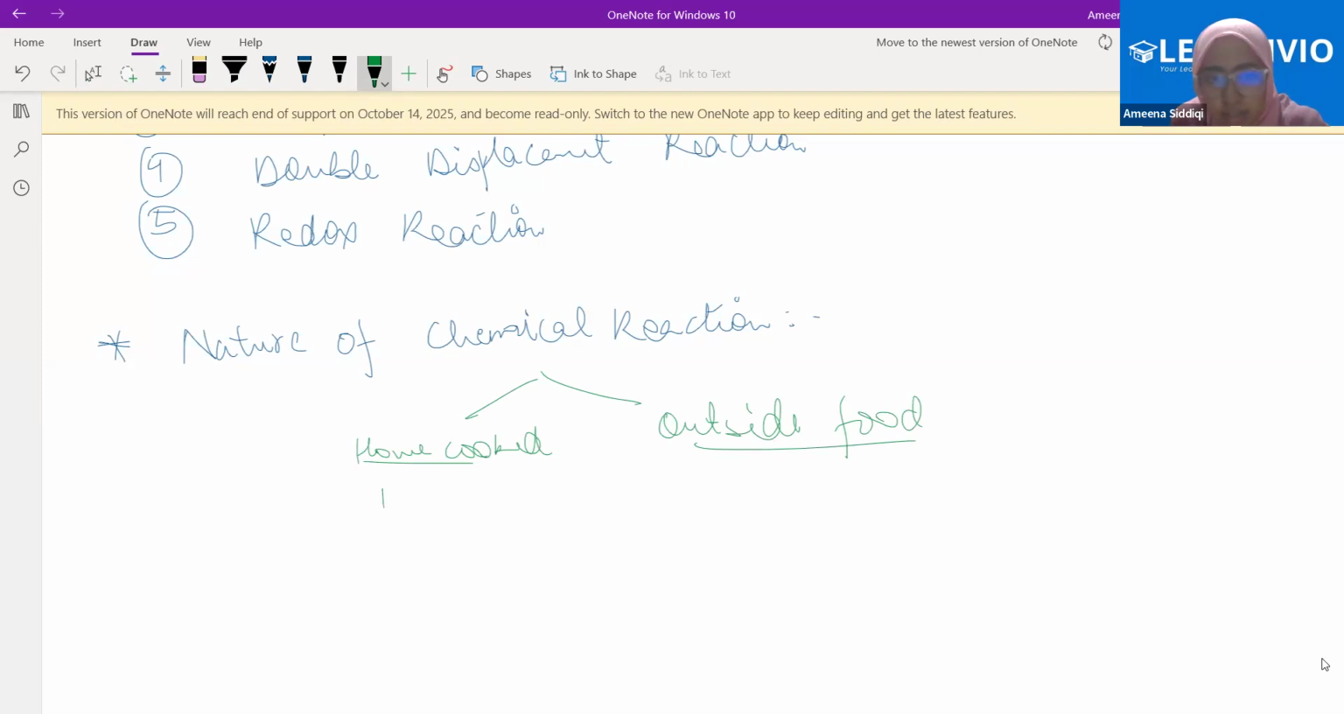In home food also we can have biryani, we can have dal chawal, we can have roti, and in outside food also we can have the same things. See, these are different types of food, but this is the nature of food. Are you getting it?